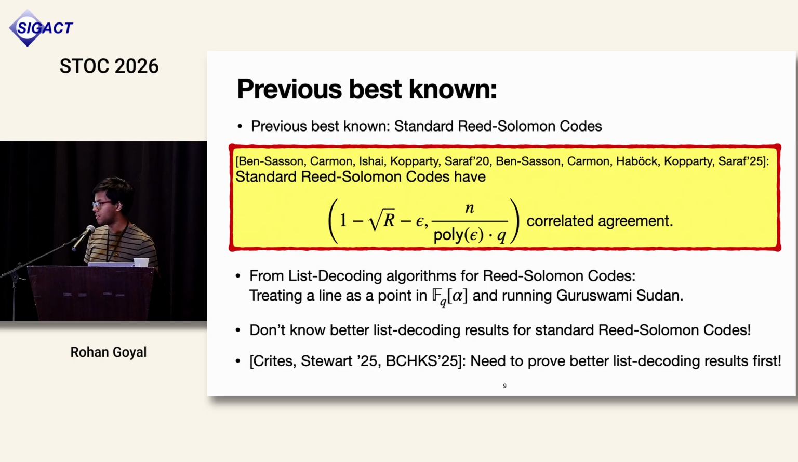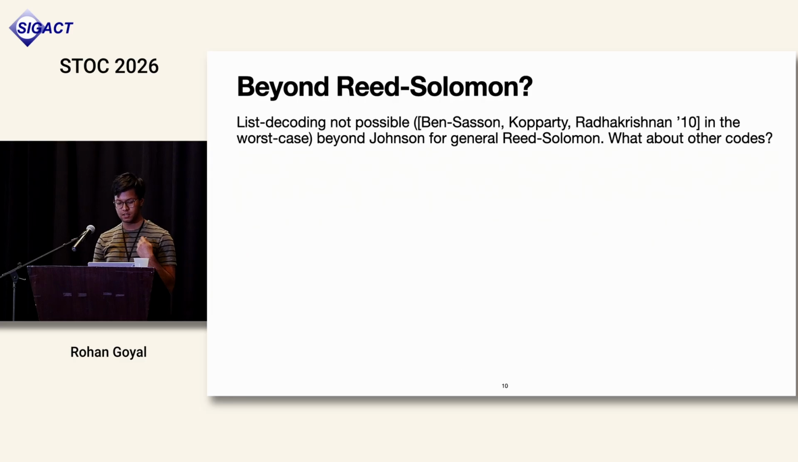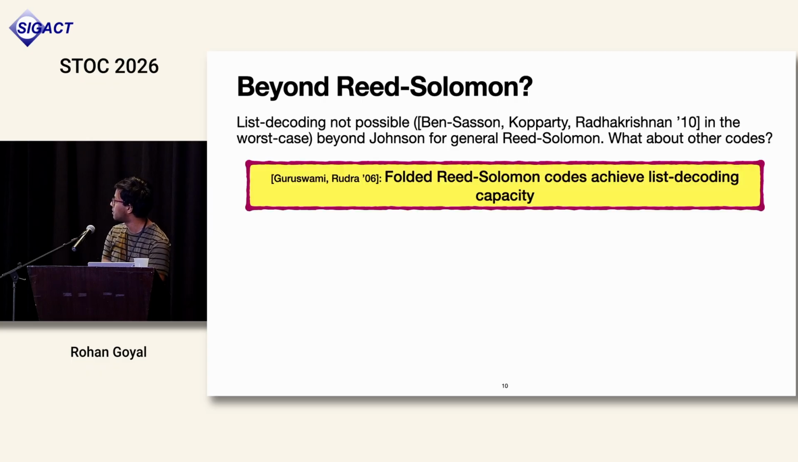So good. So then the natural question to ask is, well, okay, Reed-Solomon is not the only code family we know. What codes have proximity gaps up to capacity? So can you go beyond Reed-Solomon? So we don't think you can do list decoding beyond, for general Reed-Solomon. So what about other codes?